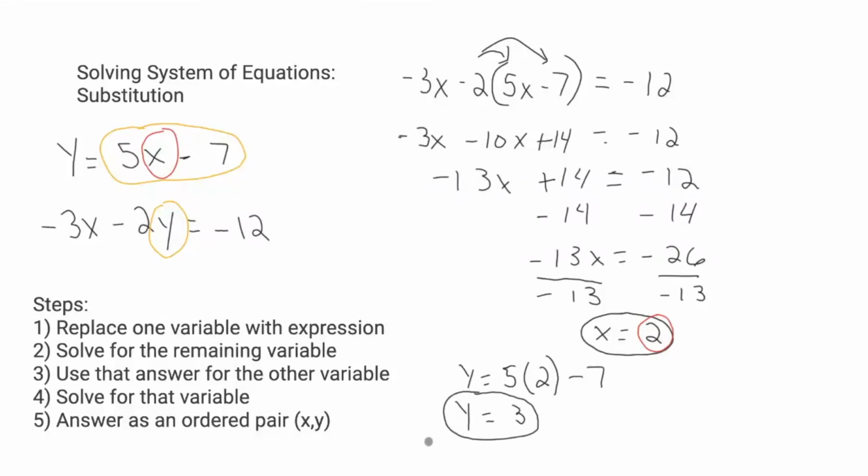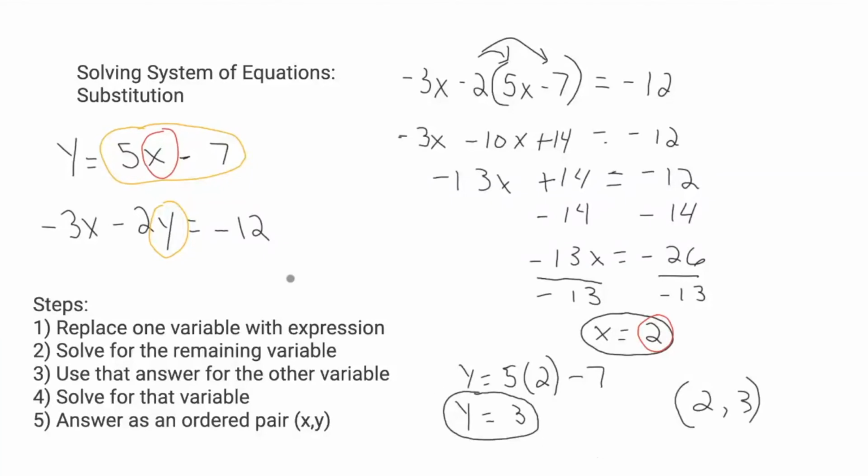Now I've got my x and I've got my y. The final thing we want to do is answer it as an actual ordered pair. The way we do that is put parentheses, and I write my x point first, which is a 2 here. Then I write my y point, which is a 3. And that is the whole process of solving a system of equations with substitution.